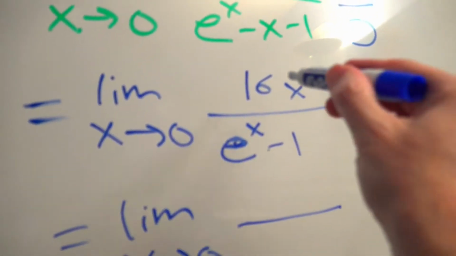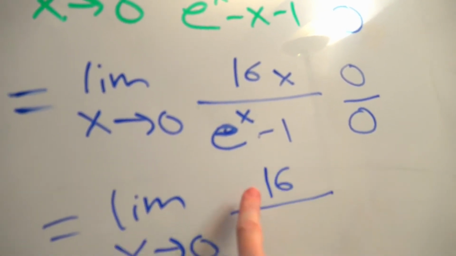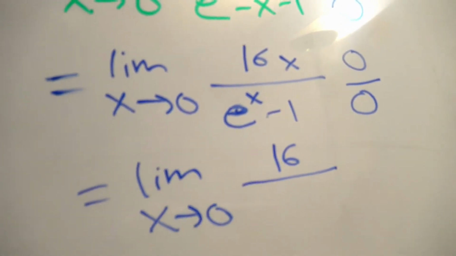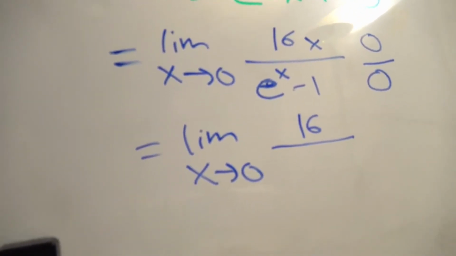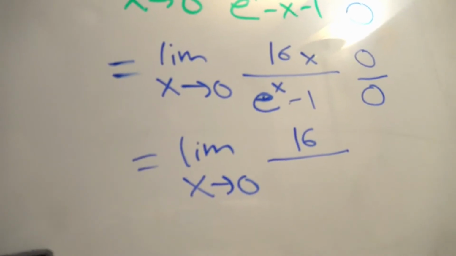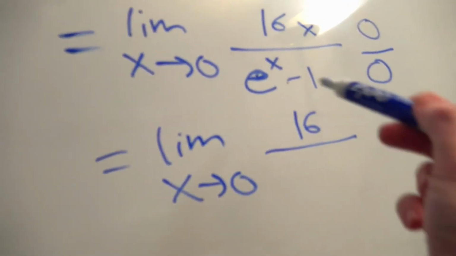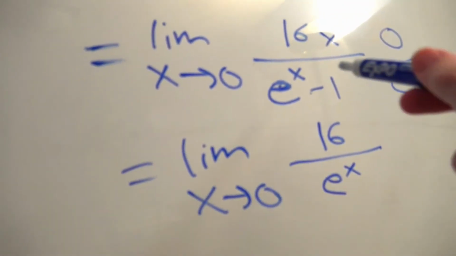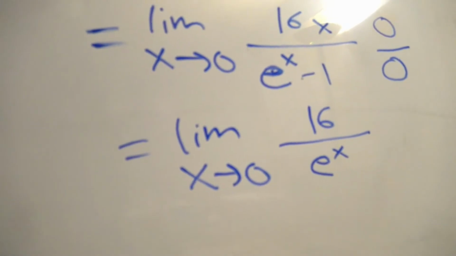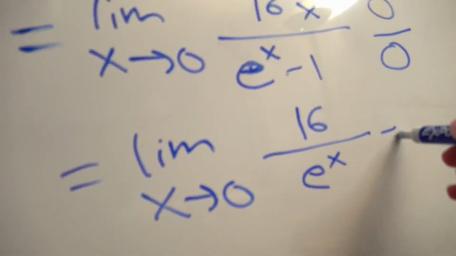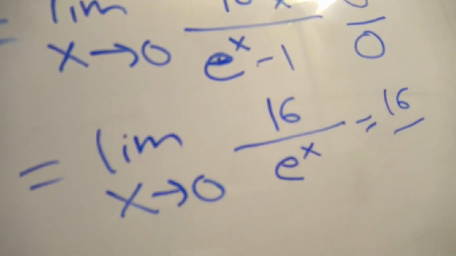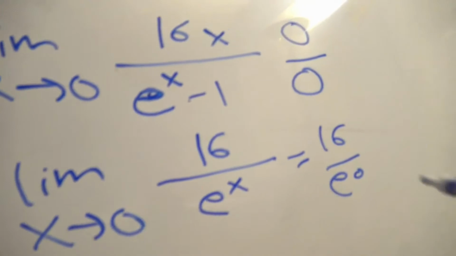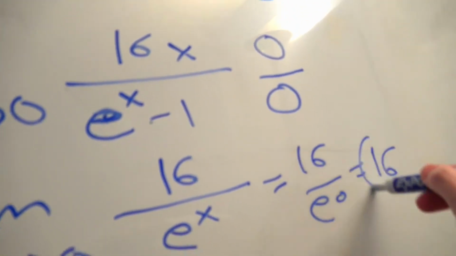Derivative of 16x is 16. I believe we have now departed the indeterminate world because guess what? It's not going to be 0 over 0 this time. It's going to be 16 over something. So we can now solve the problem. Let's find out what happens. e to the x derivative, isn't that just itself? Again, isn't minus 1 just 0? Plug in 0, and you get 16 over e to the 0, which is 1. So 16 over 1 is 16, final answer.